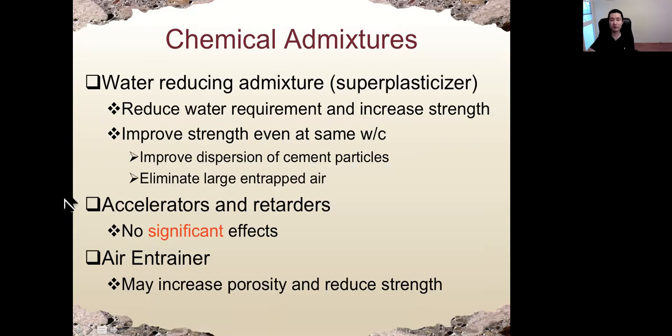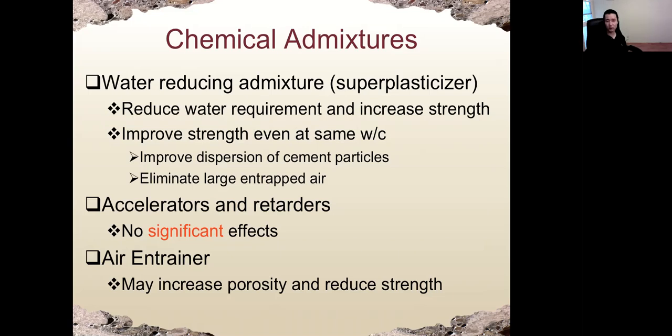For chemical admixtures, we also discussed this before. When we use a water-reducing agent, the function is to reduce the water requirement, so we have a lower water-cement ratio. So the strength will, of course, increase because, again, water-cement ratio is the most important factor affecting the strength of concrete. But even if we do not reduce the water-cement ratio, superplasticizer can improve the dispersion of cement particles and get rid of the entrapped air, so we may also improve the strength of concrete.